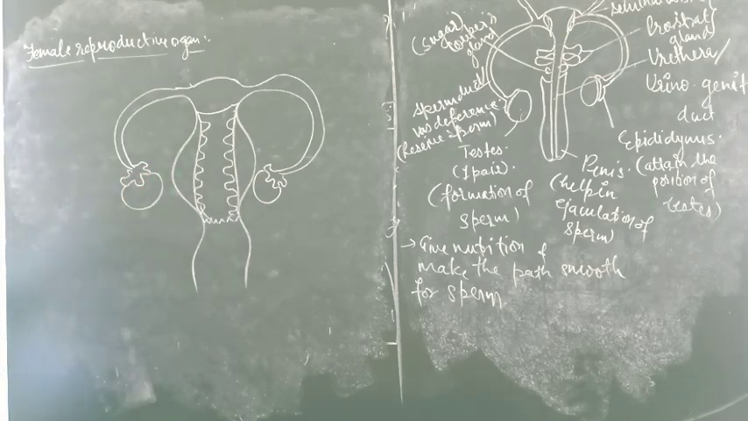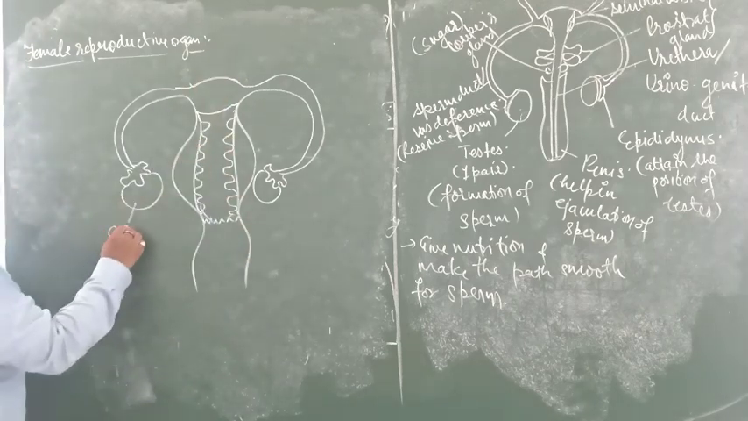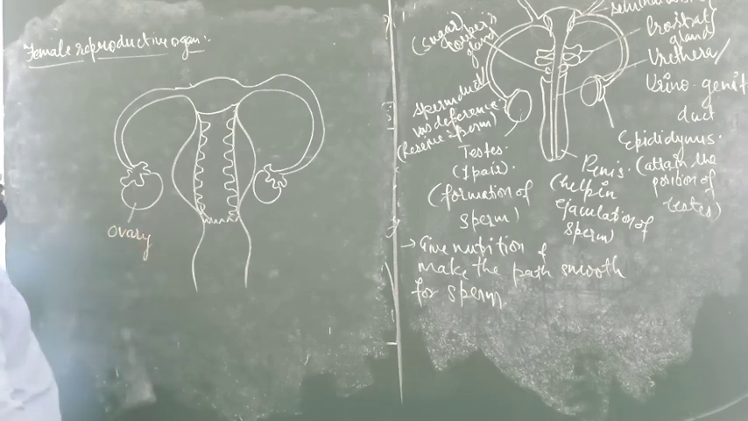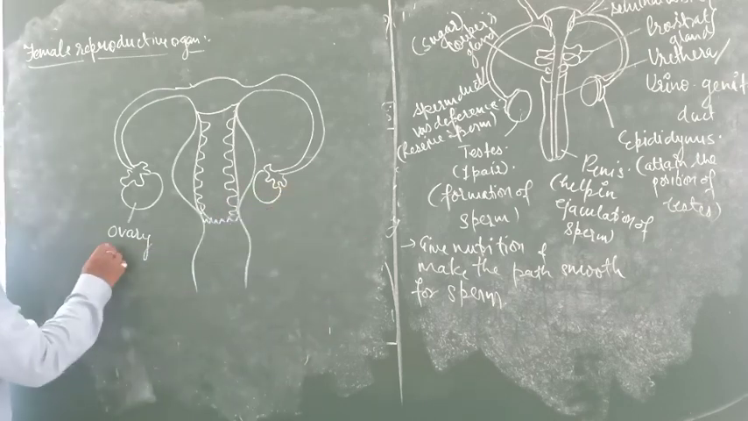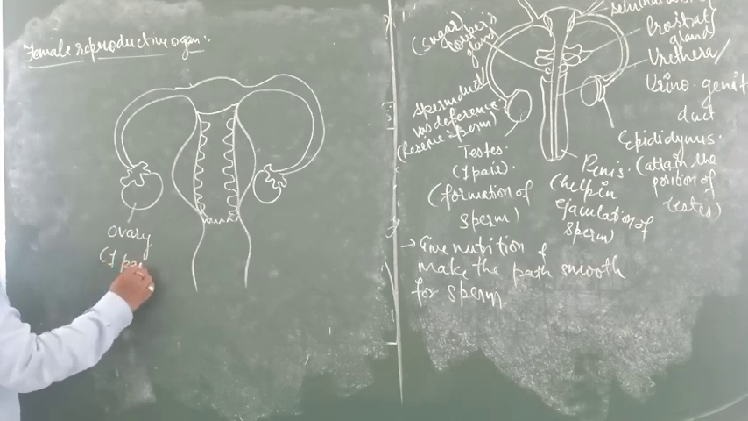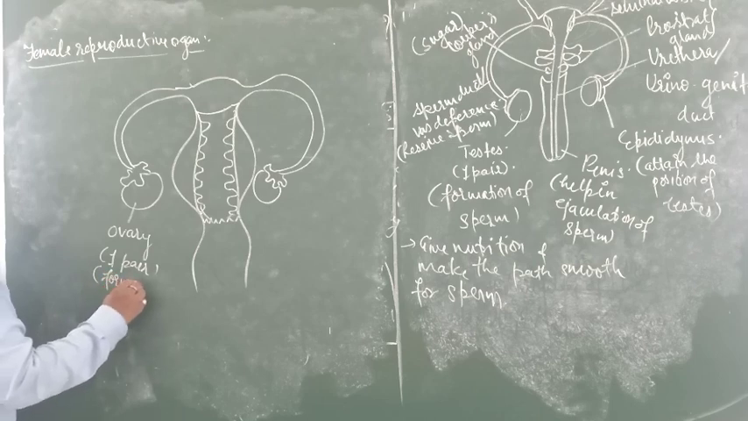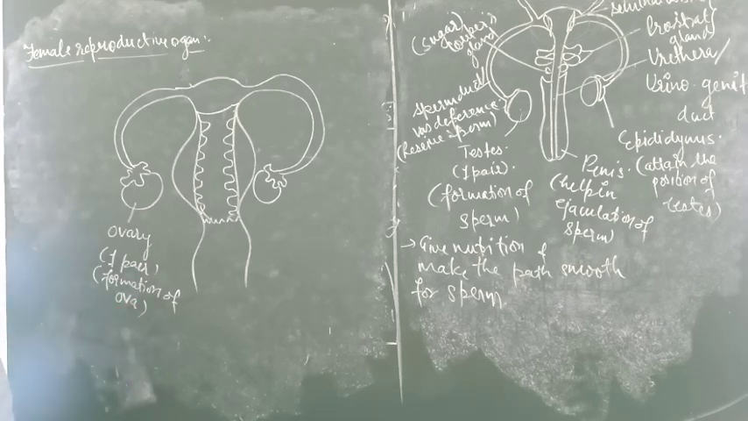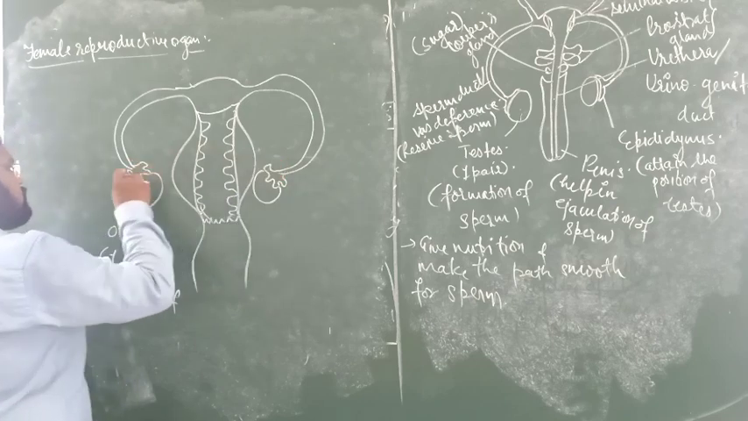So this one is the diagram of the female reproductive organ. Simply draw it like this. Okay, first thing, this one is the ovary, which produces ova, that is the female gamete. Okay, I will just compare both: here one pair of testis, and this one pair of ovary, which help in the formation of ova.